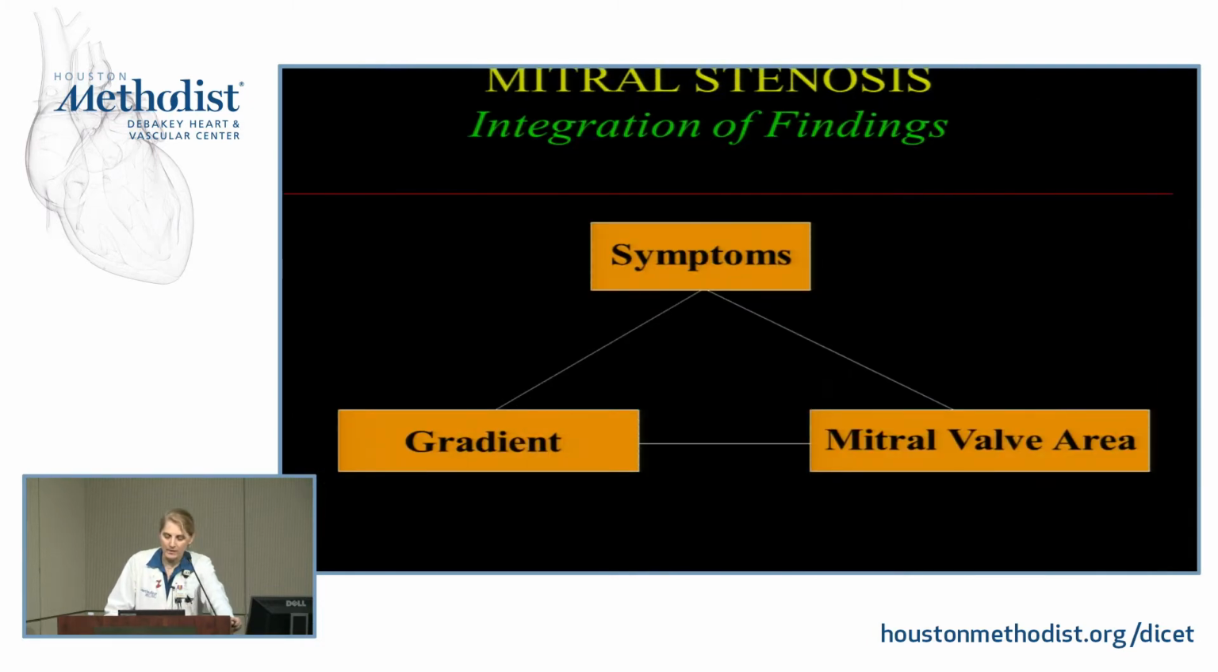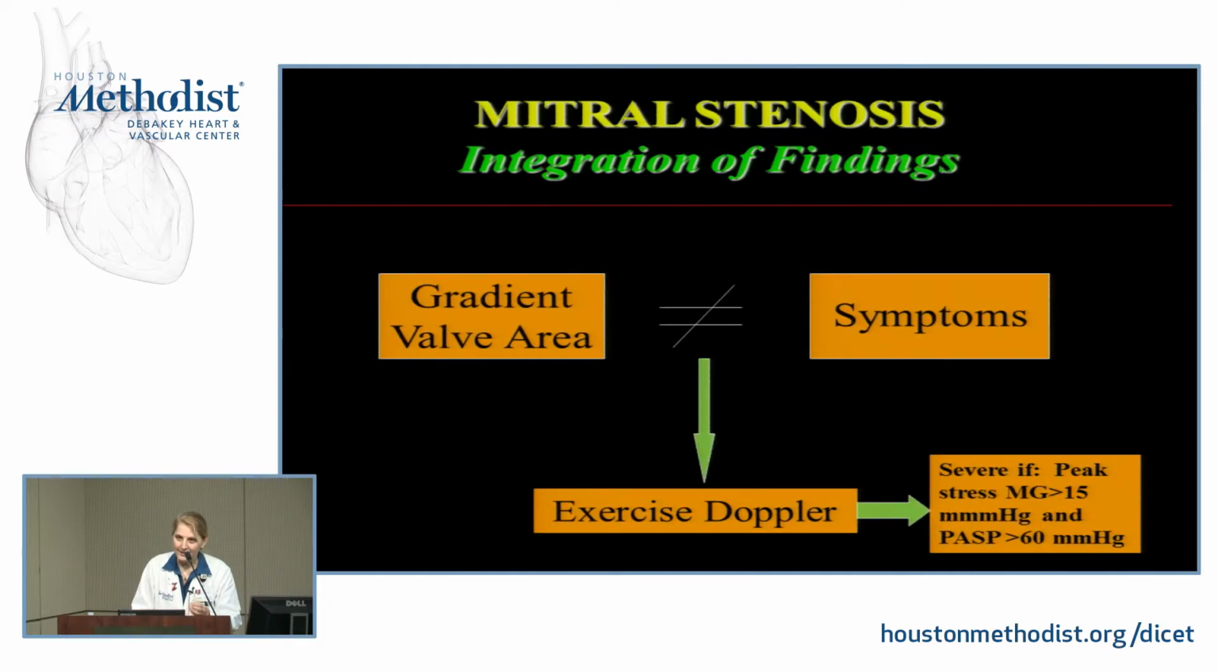So like with aortic stenosis, mitral stenosis, you have to integrate the findings. So you have to integrate the patient's symptoms with the gradient, with the mitral valve area. And if they don't all fit, like let's say that the gradient is 5, the mitral valve area is 1.5, but the patient's having tons of symptoms. And who does that happen to? Well, the obese patient. So you're trying to figure out, is this valve area too small for this very obese patient, or are they just symptomatic because they're very obese?